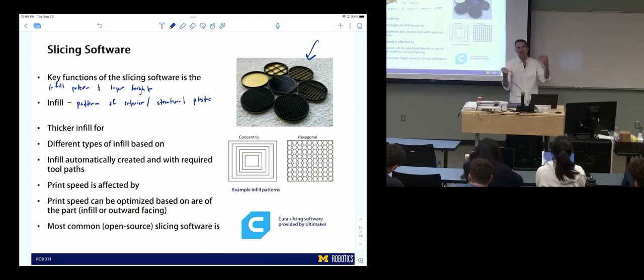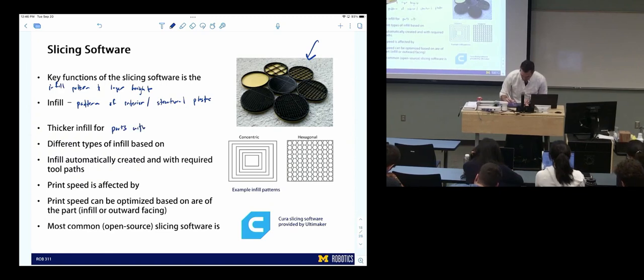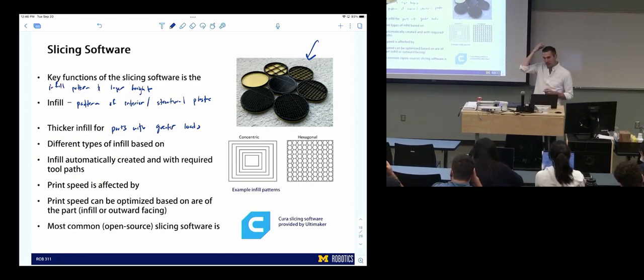And the infill is going to change two things mainly, and they're obvious. What will it change? Strength. Thicker infill for parts with greater loads. What else does it change? Flexibility, yes, that's on there. It will change the part's flexibility. Something else important: mass. It's going to make the parts way heavier.